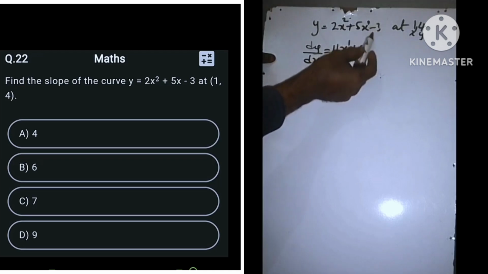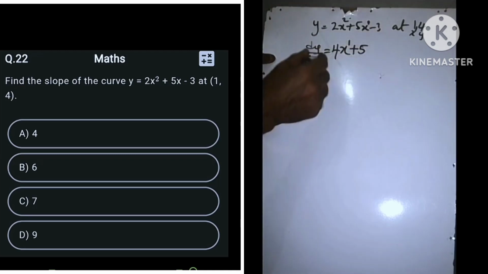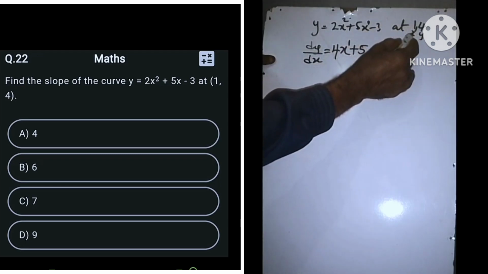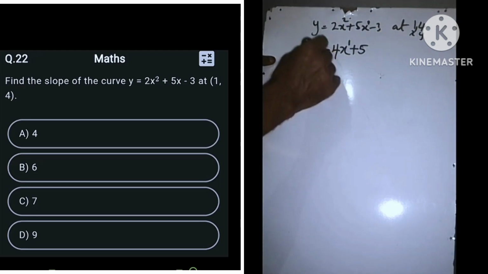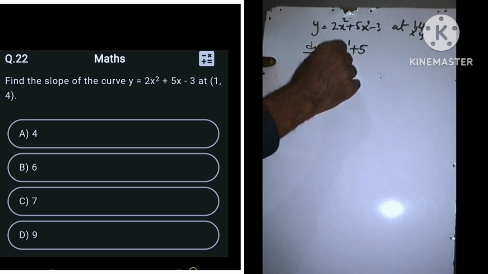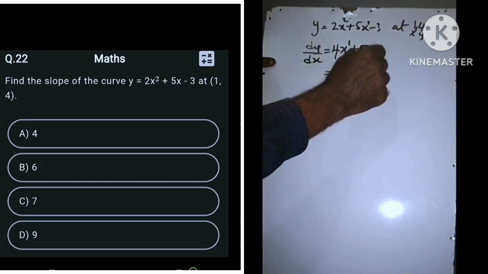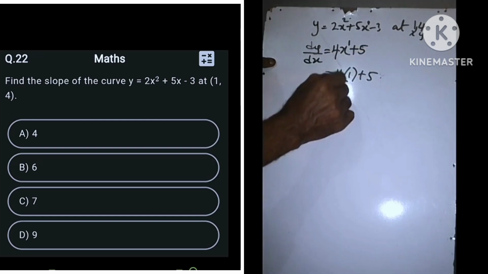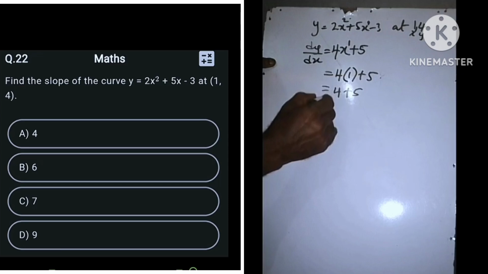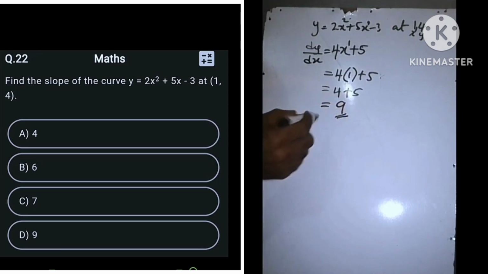Since it's a constant, whenever we are differentiating a constant, we will ignore it. Now, since we know the value of our x as 1, it's just for us to substitute for it here. So therefore, the slope or the gradient is 4 brackets, the x now, which is 1, you fix it there, plus 5. Now, this becomes 4 times 1 is 4, plus 5. So 4 plus 5 will give us 9. So our slope is 9.